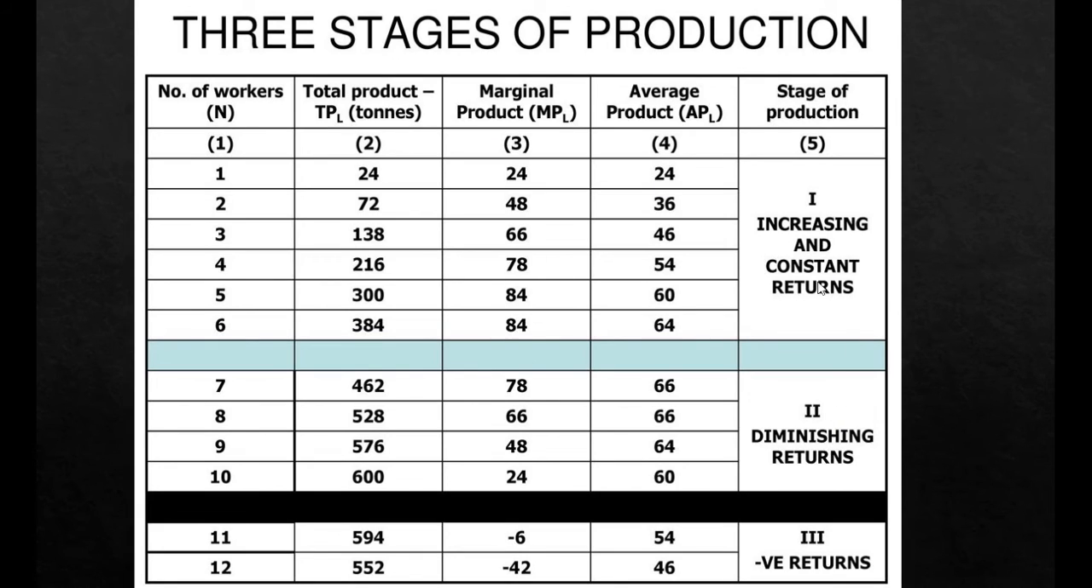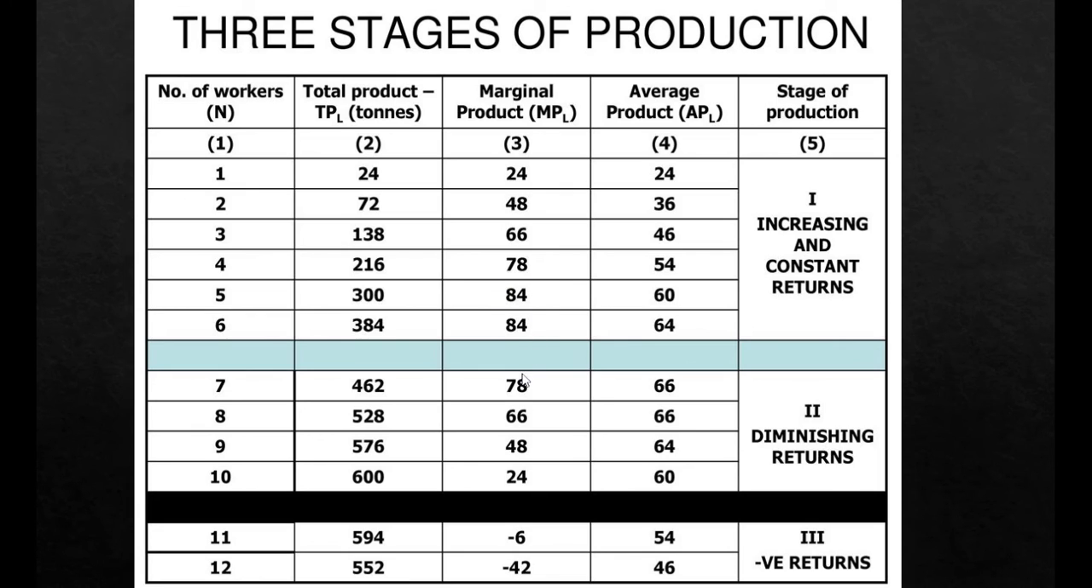Okay, so here's stage 1, increasing returns. Here, 1 employee, 24, then 72, 138. Here's the difference. Obviously the difference between 0 and 24 is 24. The difference between 24 and 72 is 48. The difference between 72 and 138 is 66. So notice how these numbers keep increasing until you get right here, and now they've become stagnant.